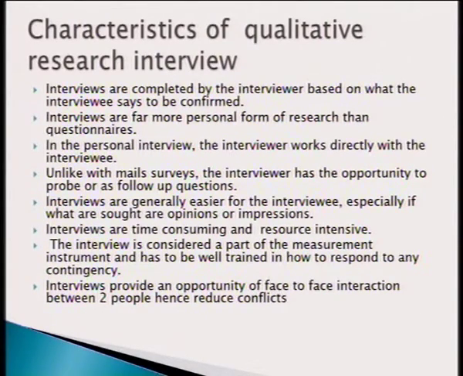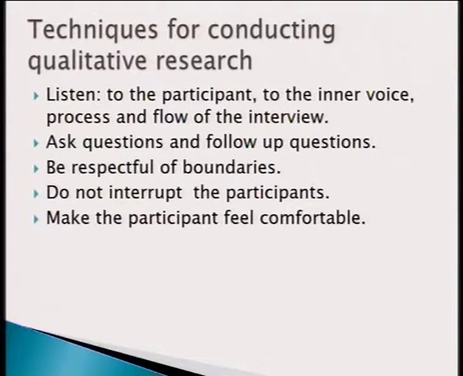The interviewer is considered a part of the measurement instrument and has to be well trained in how to respond to any contingency. So for a professional interview, the interviewer needs to be trained to know how to respond to certain situations. Interviews provide an opportunity for face-to-face interaction between two people, hence reducing conflict. So it's another way of getting information and reducing conflicts.